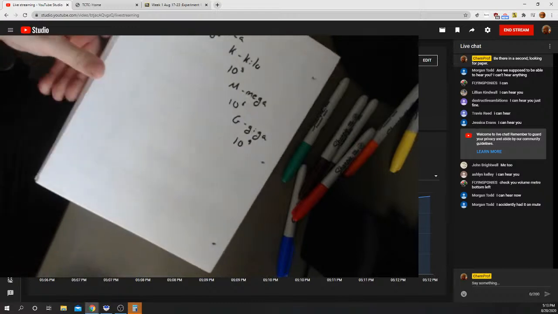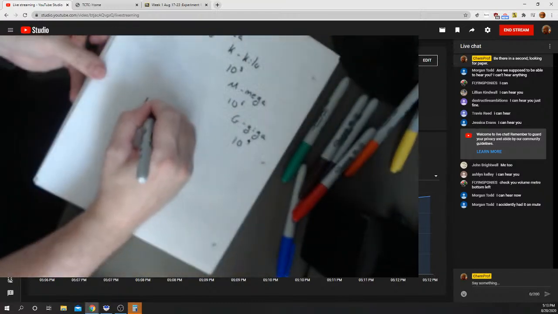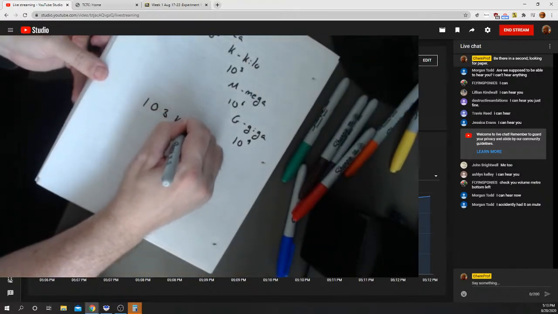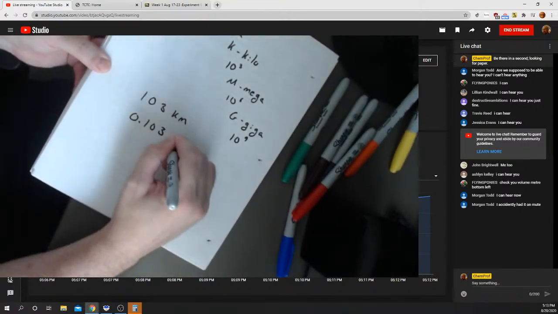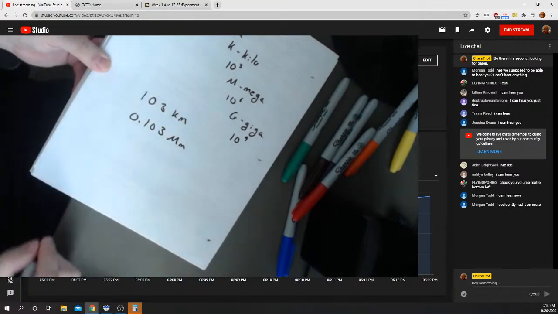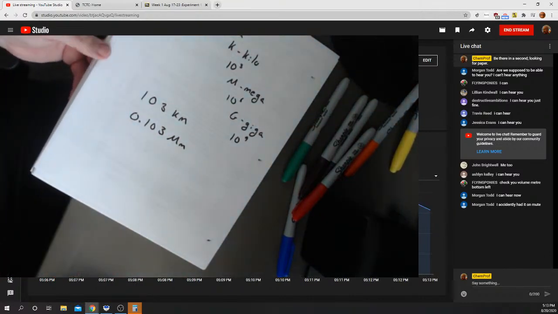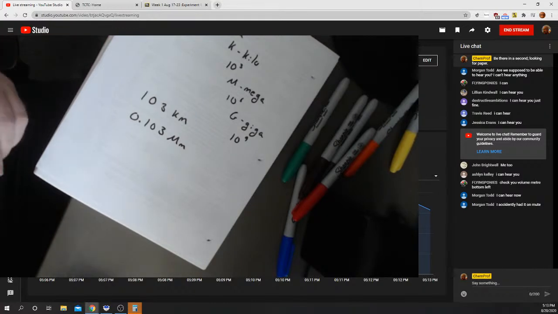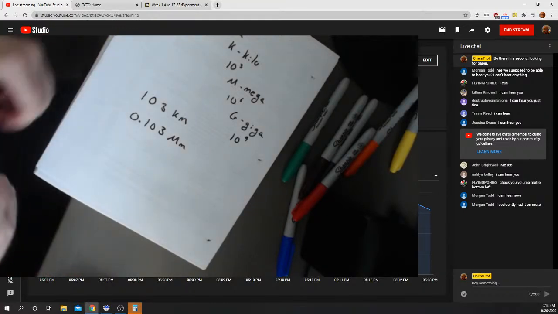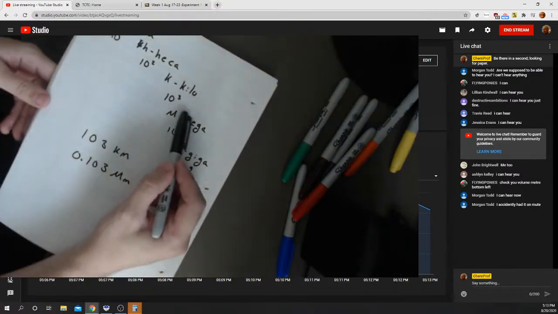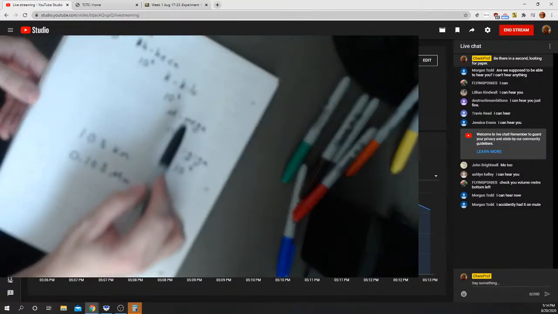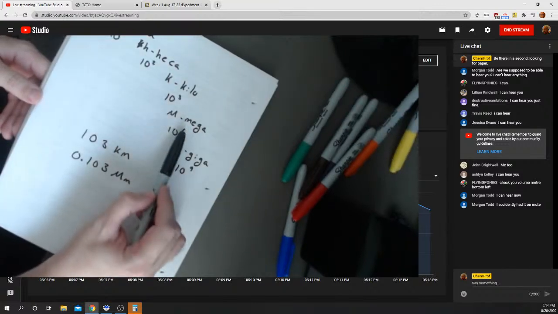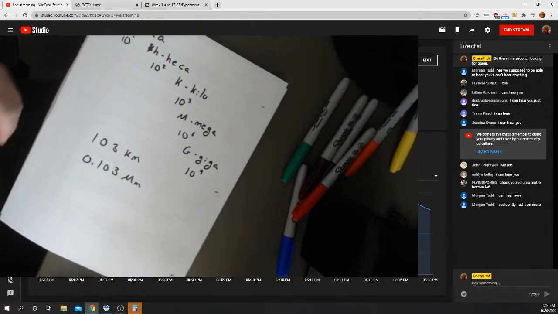So for example, we can go from 103 kilometers to 0.103 megameters. It's just a matter of moving the decimal place the appropriate number of units. Kilo is 10 to the third, mega is 10 to the sixth. So in order to move from one to the other, we're going from 3 to 6, the decimal place is going to move 3 spaces.